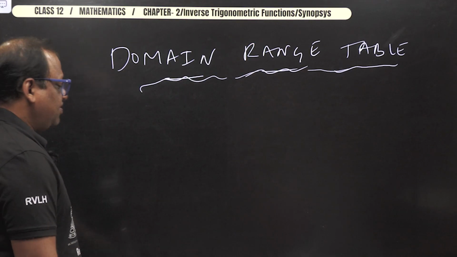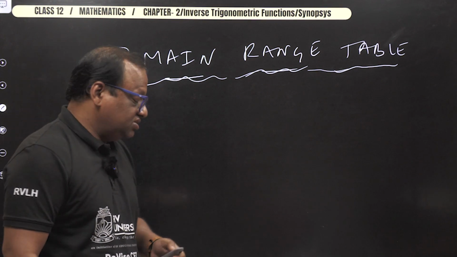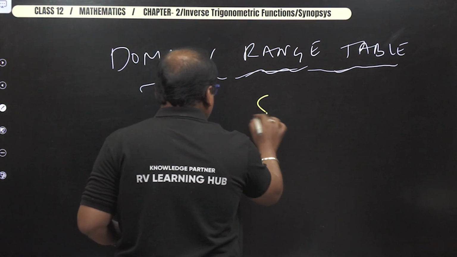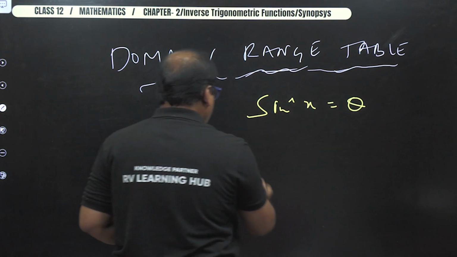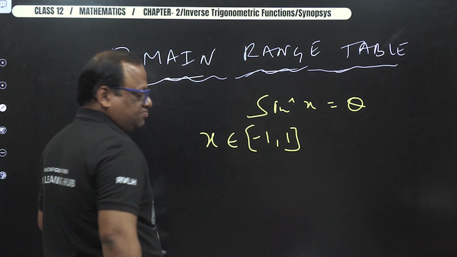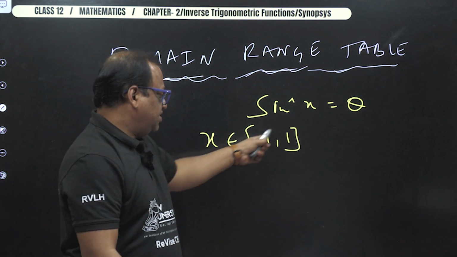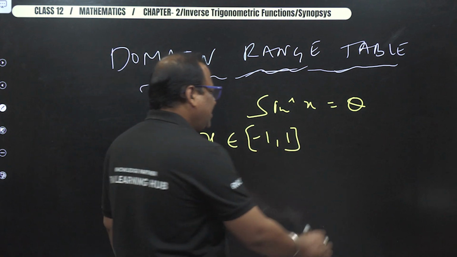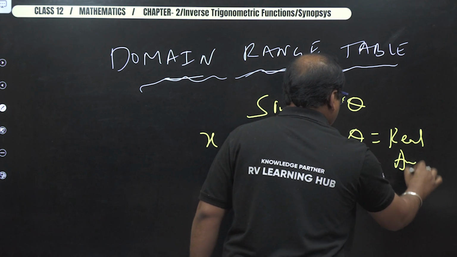Okay, the domain and range table, we'll go there. So what is the meaning of domain and range table? You see here, whenever we have sine inverse of x is equal to theta, x belongs to -1 to +1. You know this. That is the maximum and minimum value of sine theta, -1 to +1. And theta can be any real value, any real angle.